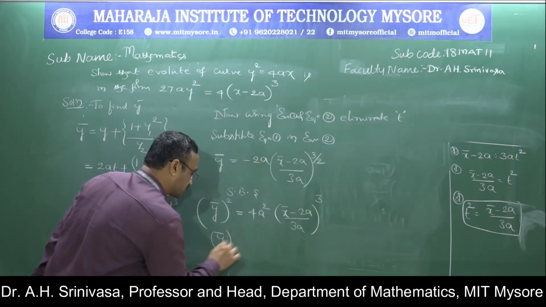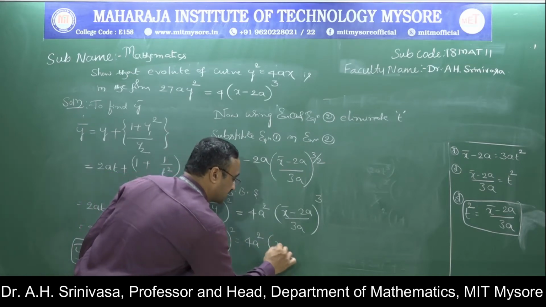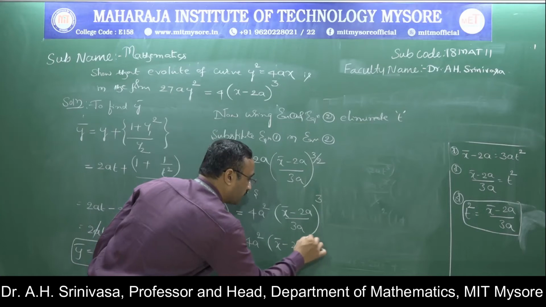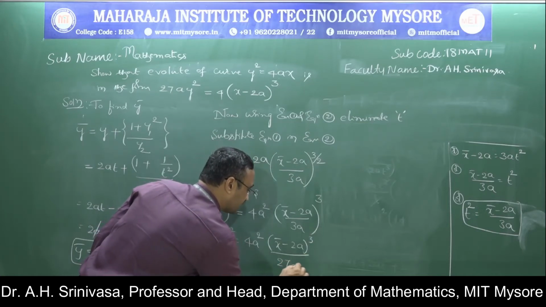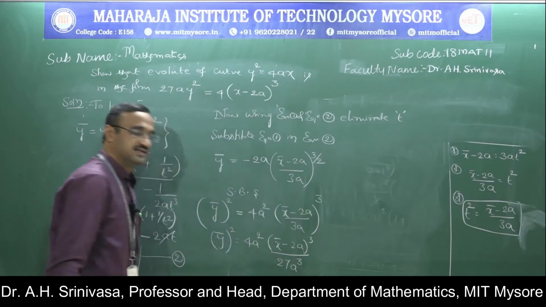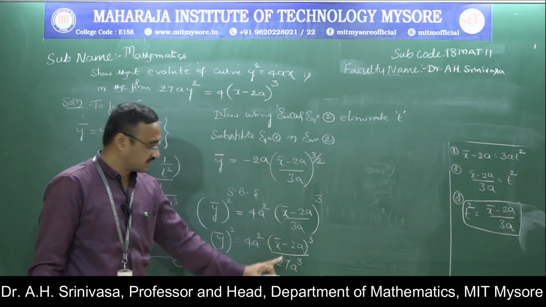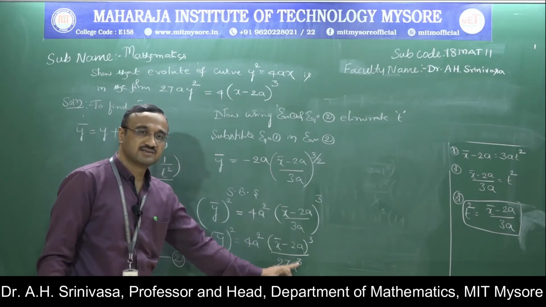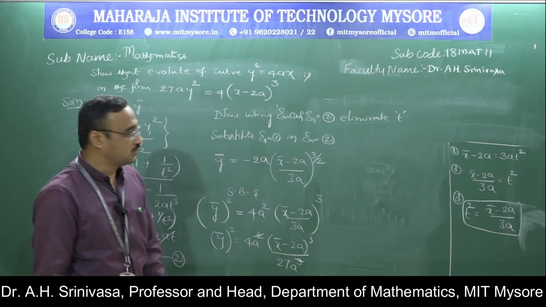y bar whole square should be equal to 4a square, then x bar minus 2a whole power 3, then whole divided by 27a power 3. That is, in 3a whole power 3, it becomes 27a power 3. Now this a square and along with a cube will be cancelled.